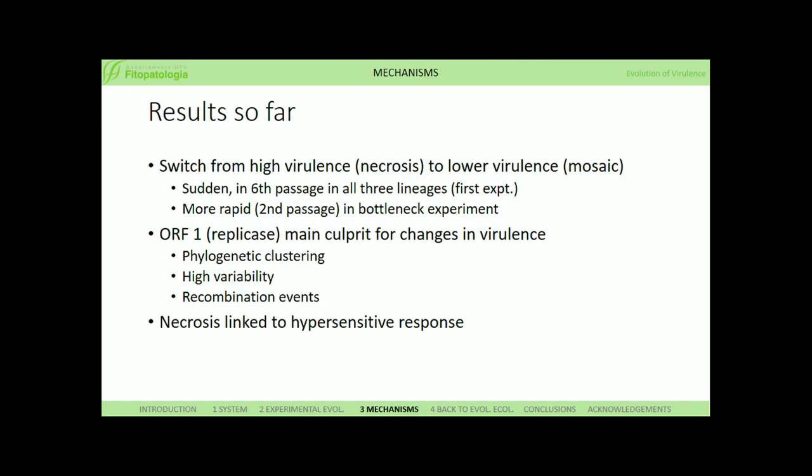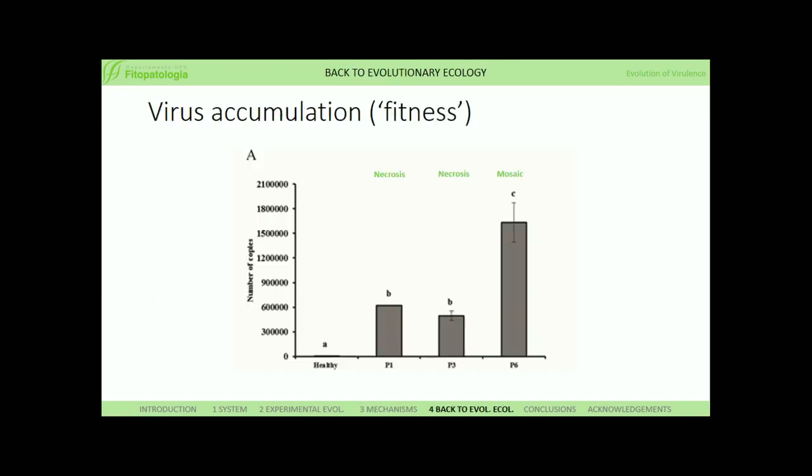It seems that ORF1 is the main culprit for these changes in virulence, these three sets of evidence, and here's a bit more on biological mechanisms. And then this is the bit where I'm more involved because I'm the entomologist here. Oh, that's the next bit, sorry. But this is also qPCR of the amount of virus. So the amount of virus in the mosaic strain after it's switched is much higher than beforehand when it's necrotic, high virulence.